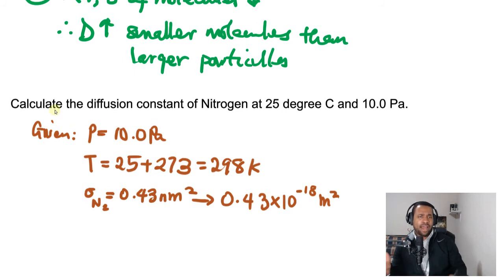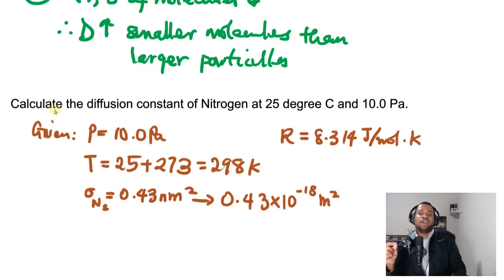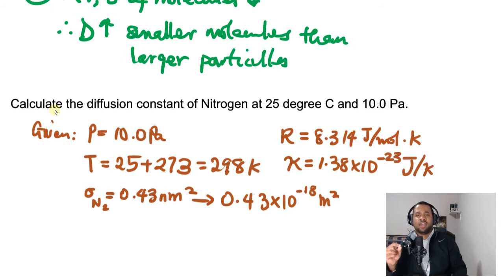Once we have all these variables, we have other things here like the constants. We know our value for the ideal gas constant in this case is 8.314. Take note that it is measured in joules per mole per kelvin, and we know that the other constant, which is our k value, is around 1.38 times 10 to the -23. Take note that it is measured in joules per kelvin.